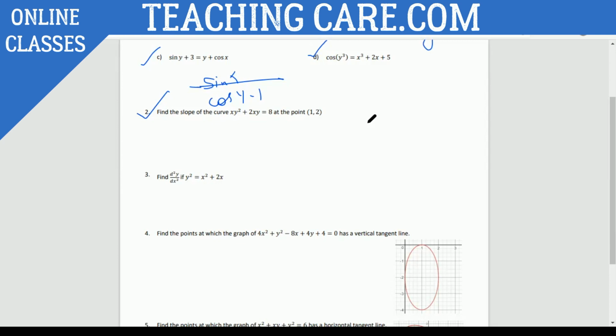I found the derivative of xy squared, and that's 2xy dy dx plus y squared, and then the derivative of 2xy, which is just 2x dy dx plus 2y. I brought the y squared and the 2y to the opposite side, since the constant turned into a 0 when its derivative was taken. Okay, and then tell me what is the slope you have got at the point (1, 2). I forgot to plug in.